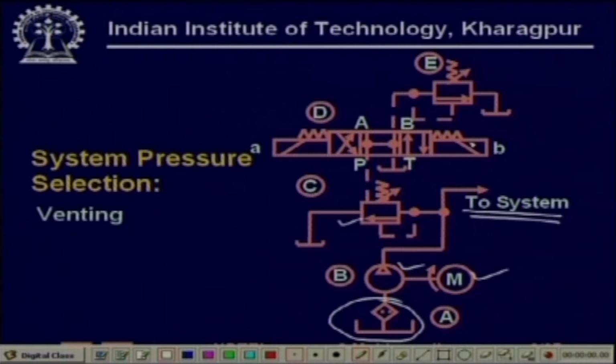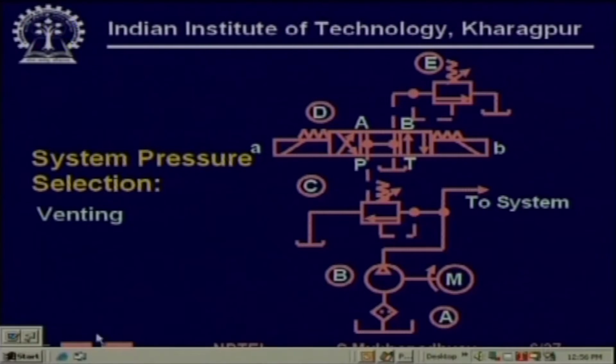So, if neither A nor B is energized, then this directional valve is at the center, and therefore, the vent port of this relief valve C is connected directly through the central position of the directional valve to the tank. So, actually there is no pilot pressure, the pilot pressure is the tank pressure, and therefore, this pressure is very low. So, directly the pump vents and no fluid goes to the system. This is the operation in the venting mode. Now, what happens in the other modes? Let us go to the other modes.